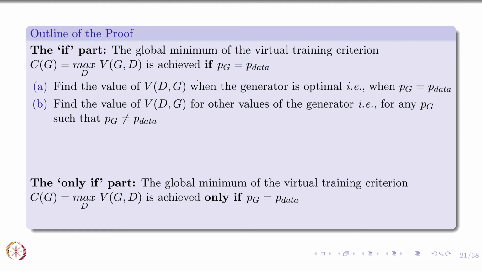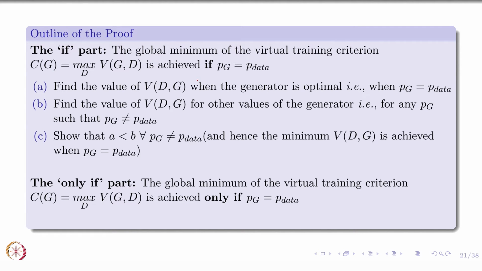Now what do I have to prove for the if part? First one is always less than or equal to the second, right? Minimum. Is that fine? So when PG equals P data, whatever value you get, that's always less than or equal to the value you get when PG is not equal to P data. Is that fine? So that's the third step that I need to prove, to show that A is less than or equal to B. Is that okay? Everyone gets these three parts?